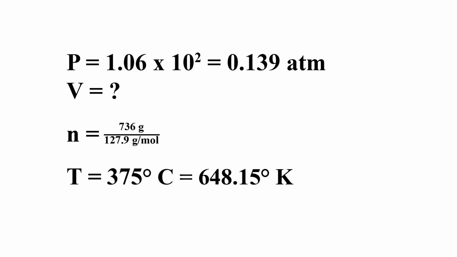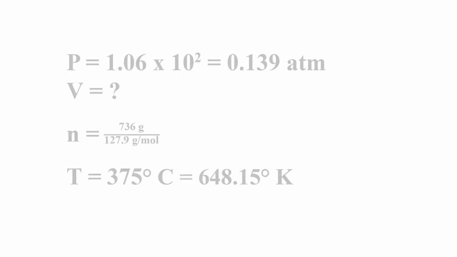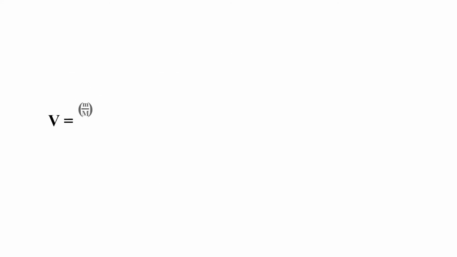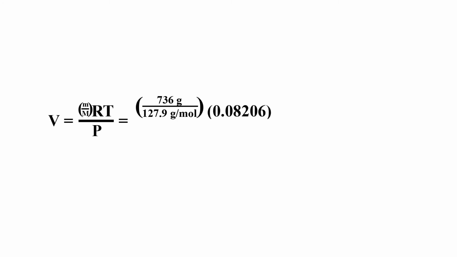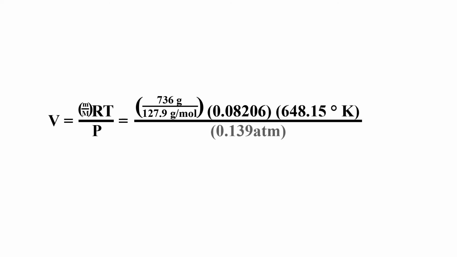Once again, write down what you know and convert to the correct units. Volume equals mass over molar mass times gas constant times temperature, all of it divided by pressure. 736 grams divided by 127.9 multiplied by 0.08206 times 648.15, all of it divided by 0.139 atms, gives us a total of 2,200 liters. Don't forget to use your significant figures when answering these questions.